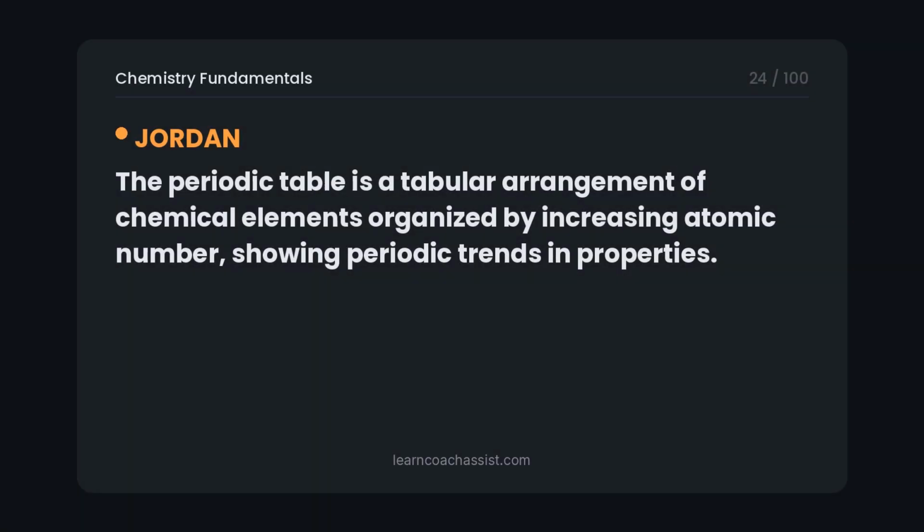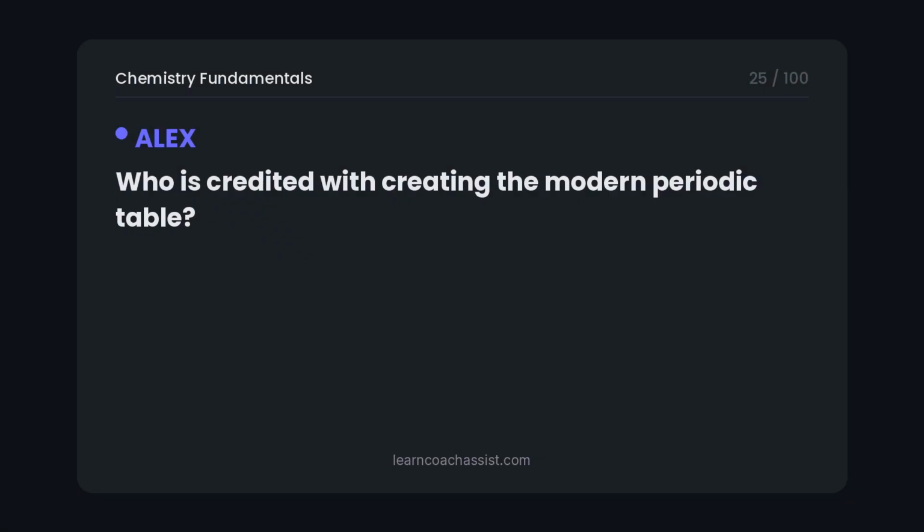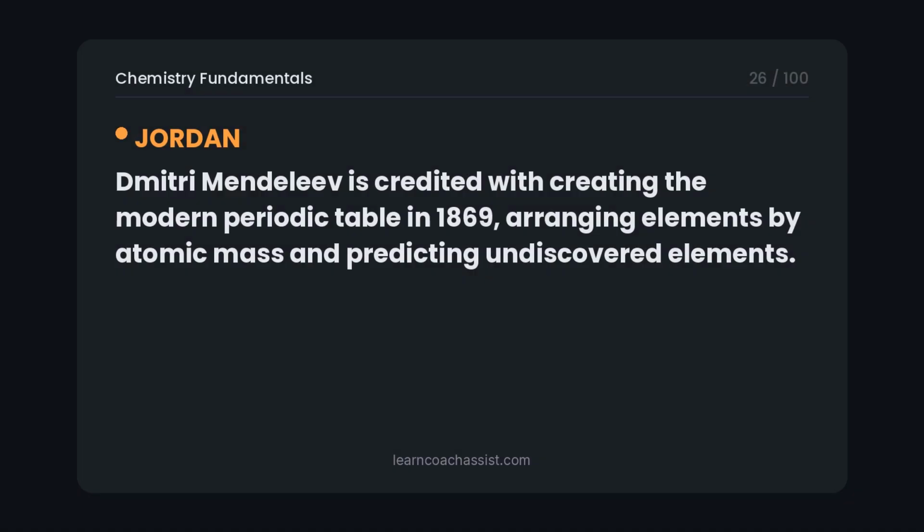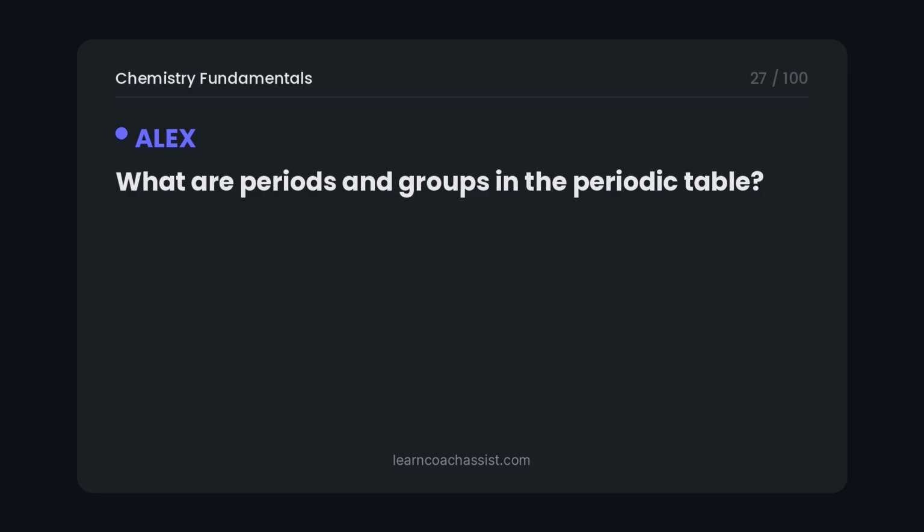What is the periodic table? The periodic table is a tabular arrangement of chemical elements organized by increasing atomic number, showing periodic trends in properties. Who is credited with creating the modern periodic table? Dmitry Mendeleev is credited with creating the modern periodic table in 1869, arranging elements by atomic mass and predicting undiscovered elements.